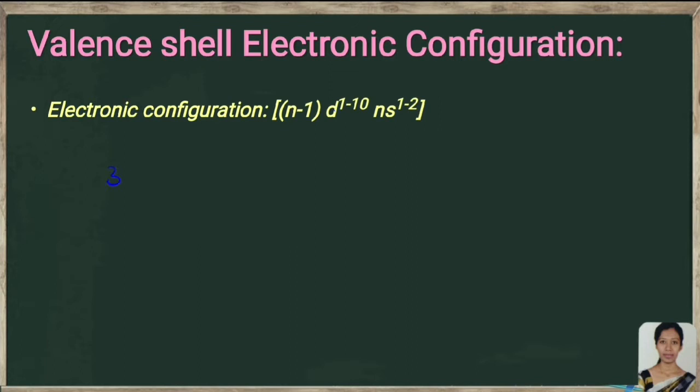We have observed many exceptional cases. In the 3d series, chromium and copper have exceptional electronic configurations. Similarly, in the 4d series, we have anomalous electronic configurations for niobium, molybdenum, ruthenium, palladium and silver. In the 5d series, platinum and gold are the two elements with anomalous electronic configuration. We need to know the reason.